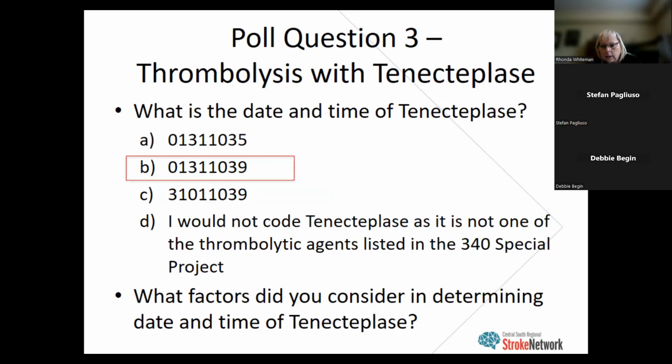I do notice in the chat regarding case 1, there are some comments about how she was not at baseline when she woke. It's important to code the time it was administered, not the time it was ordered, because in our electronic systems or even our paper systems, it may be ordered at one time, but it is the time it was actually given that is recorded in the special project.